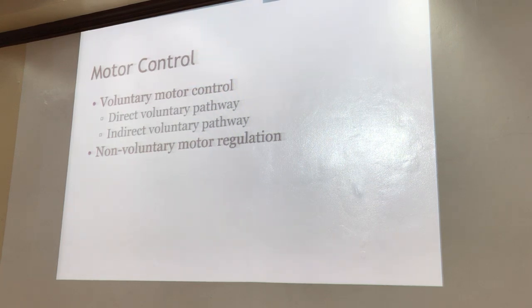voluntarily activate certain neurons, di ba? So you have voluntary motor control, but there are also non-voluntary motor regulations, di ba? So yung voluntary motor control, ito yung direct voluntary pathway. Iba ito sa dopaminergic na pathway na direct or indirect pathway. Although it has some similarities, pero iba yung pathway na dinadaanan niya, di ba?